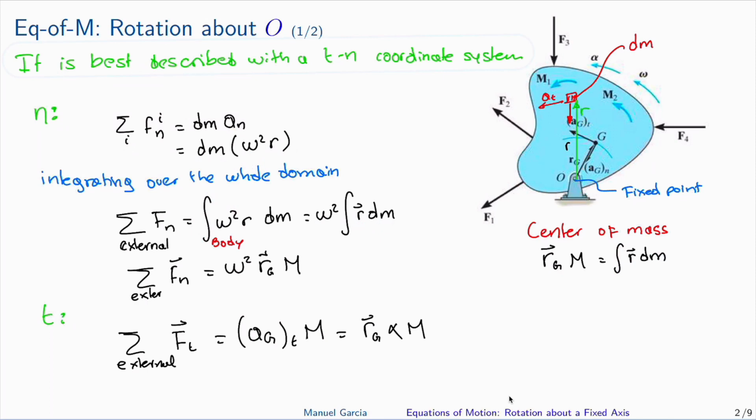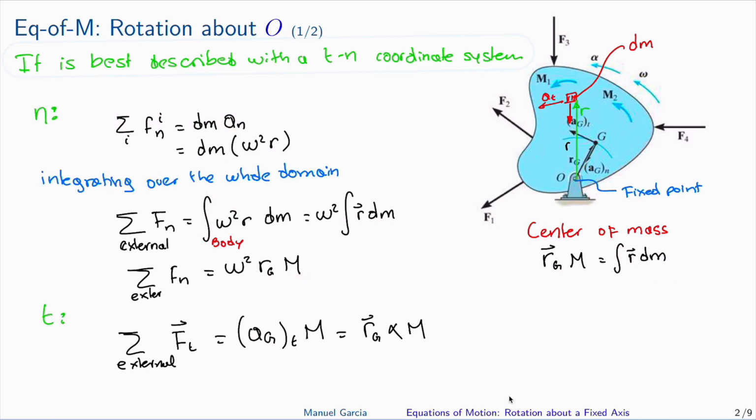So that's the actual definition of the center of mass. So that means that it is rg multiplied by m. And we can have it in magnitude, it doesn't have to be a vector because this is just the normal direction. So let me get rid of this vector because this is in magnitude. The sum of the normal forces is equal to omega squared multiplied by rg, the distance to the center of mass, and multiplied by the total mass.